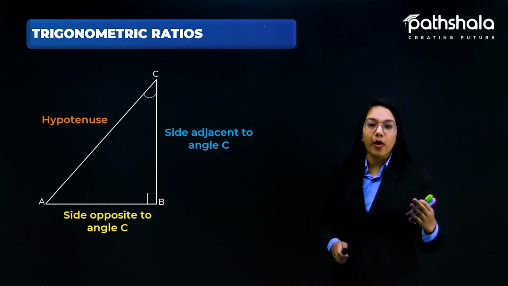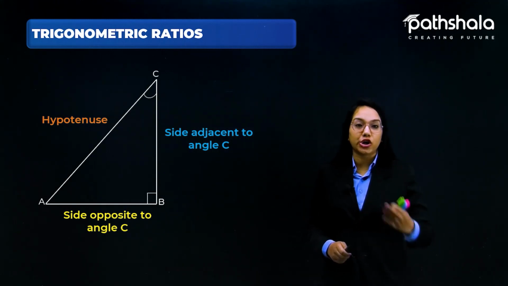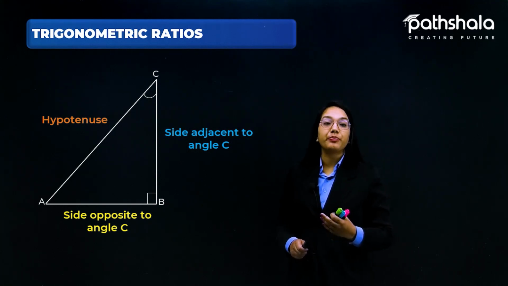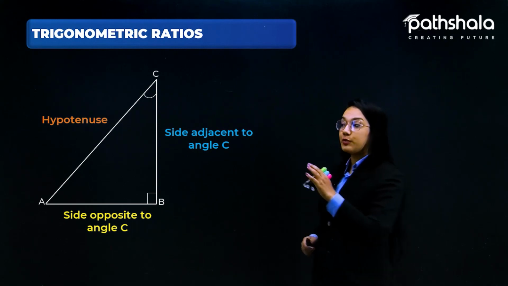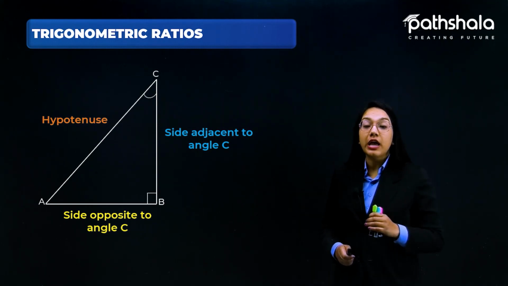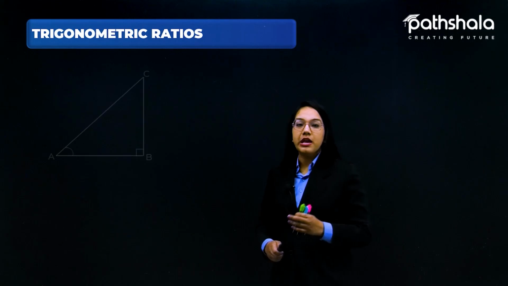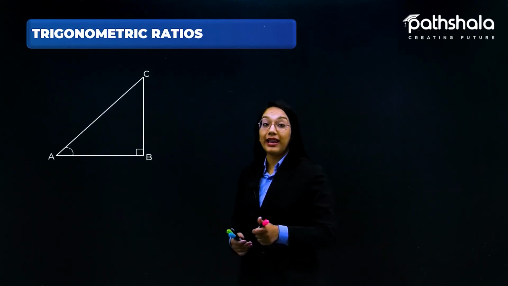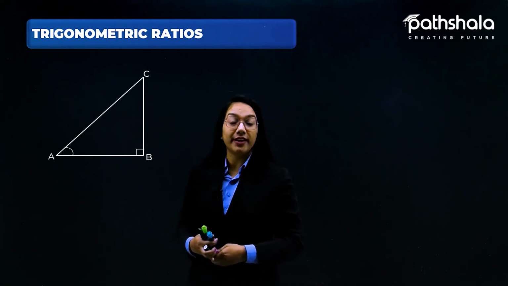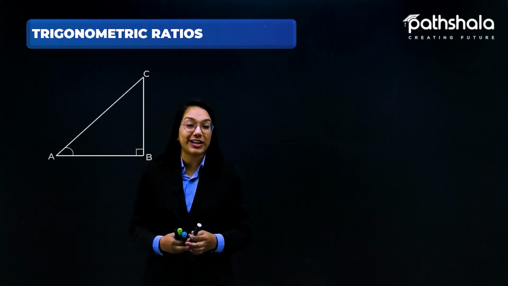Now let's talk about the ratios. How can we find the ratios? A ratio is a comparison between the sides of this particular right triangle. Let us take the first figure again, in which I am taking the angle A. So what are trigonometric ratios? Let's see.